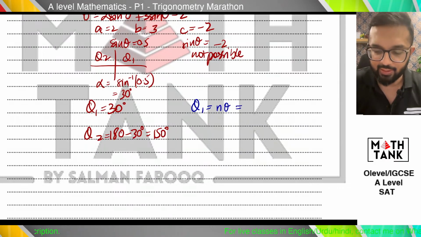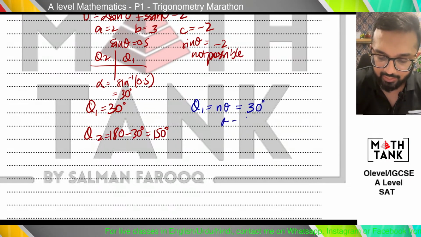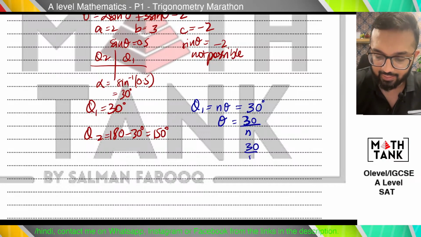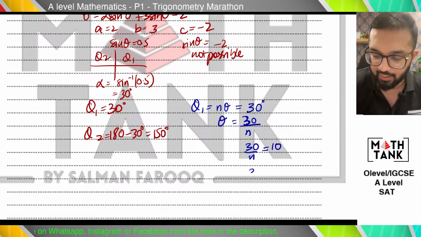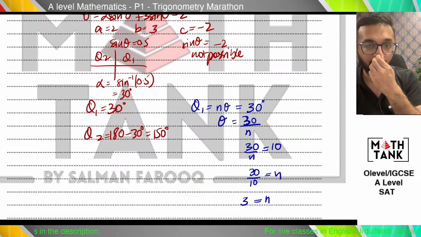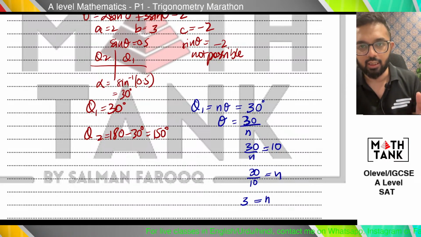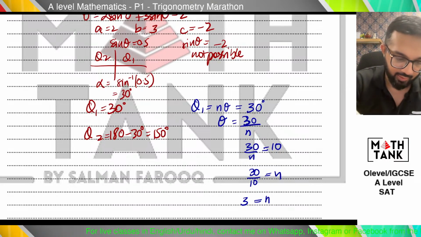If the smallest answer is 10, then quadrant 1, which was theta previously, is now n theta, and that equals 30 degrees. To find theta, I do 30 divided by n. That's the smallest possible answer, and in this case it equals 10, which means n should be 3. So if there were 3 cycles, the first answer is going to be 3 theta equals 30.